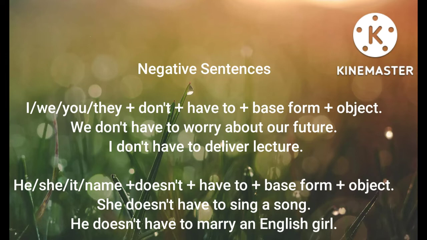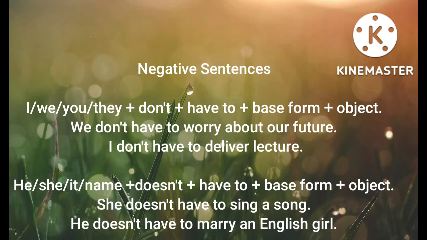Because in negative sentences, even with he, she, it, name, we cannot use has to while using don't or doesn't. So the structure of the negative sentences, both with he, she, it, name, and I, we, you, they, should be like this: I, we, you, they plus don't.